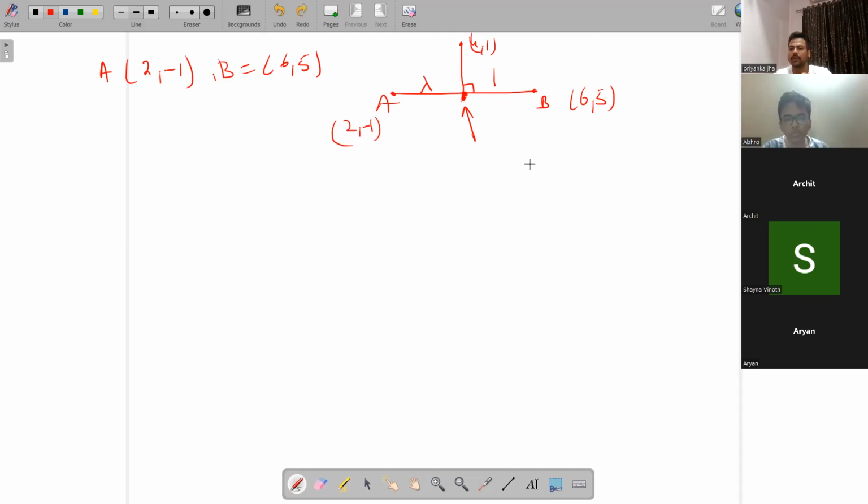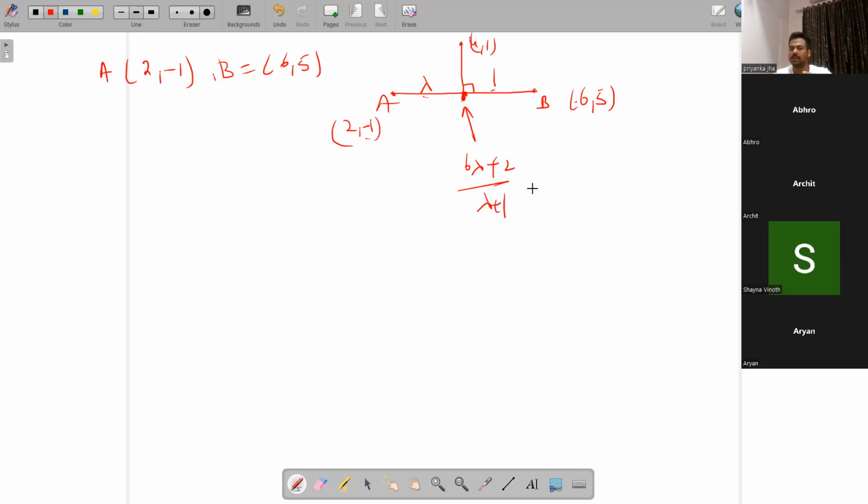In the last class, I already told you, just assume that this is internal division and assume lambda is to 1. If lambda comes positive, our assumption is correct. If it comes negative, it means it is external division. So lambda is to 1. Apply the internal section formula: (lambda into 6 plus 1 into 2) upon (lambda plus 1), and (lambda into 5 minus 1) upon (lambda plus 1). Now we have this point.